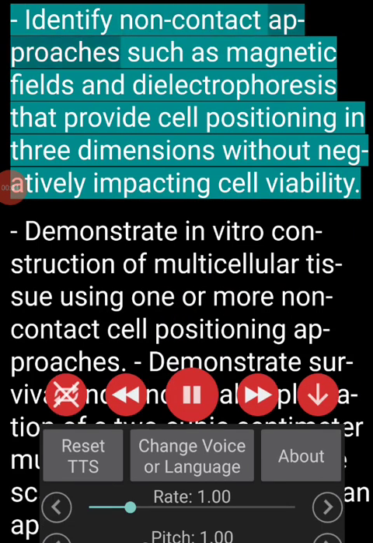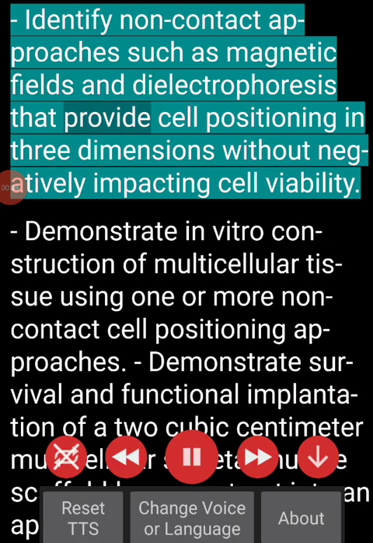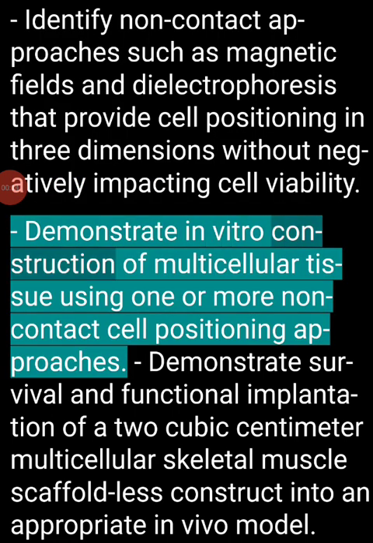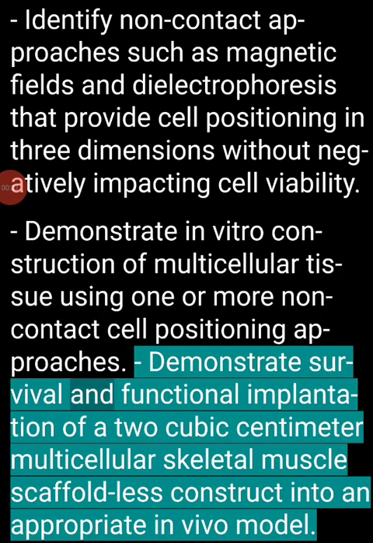Identify non-contact approaches such as magnetic fields and dielectrophoresis that provide cell positioning in 3 dimensions without negatively impacting cell viability. Demonstrate in vitro construction of multicellular tissue using 1 or more non-contact cell positioning approaches. Demonstrate survival and functional implantation of a 2 cubic centimeter multicellular skeletal muscle scaffold.